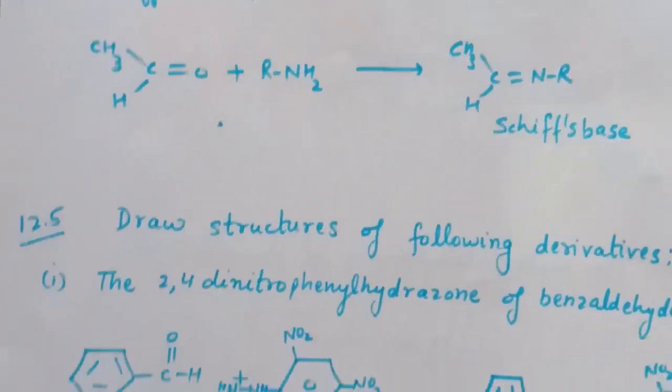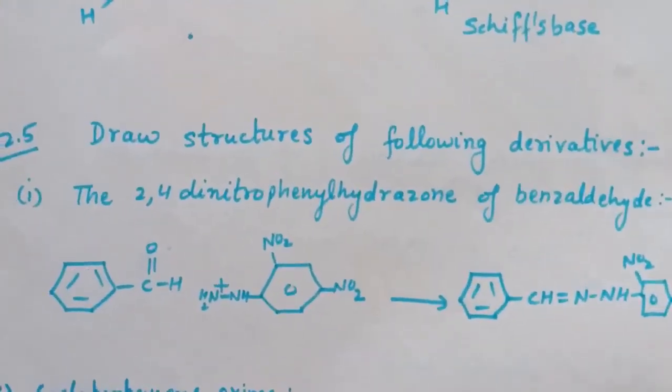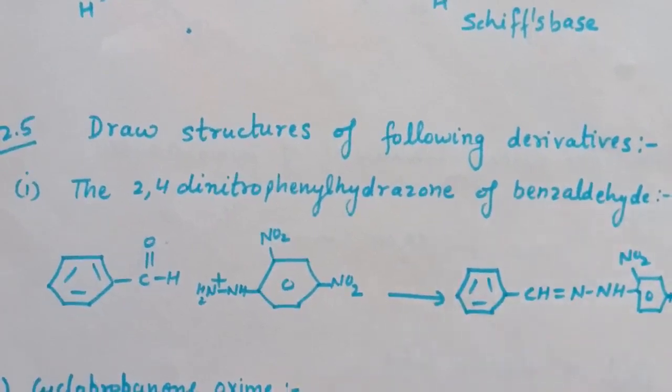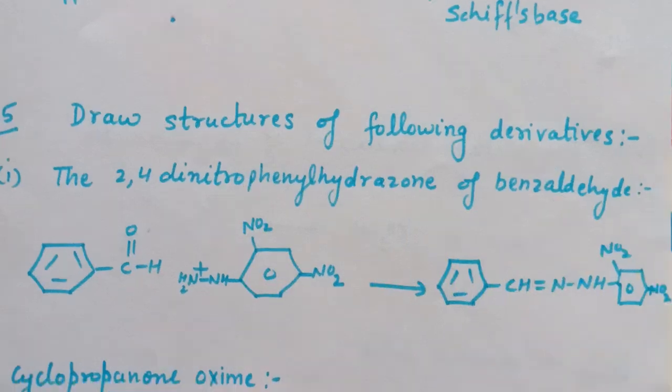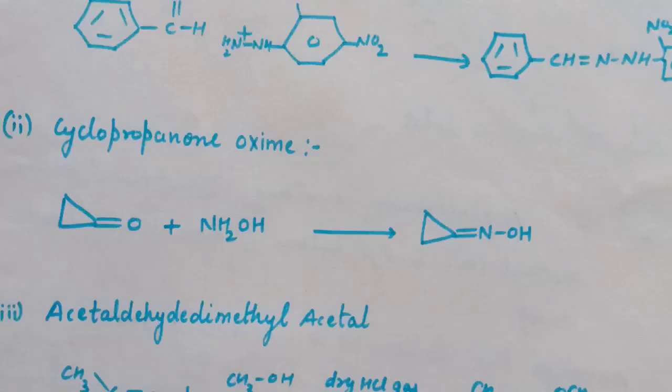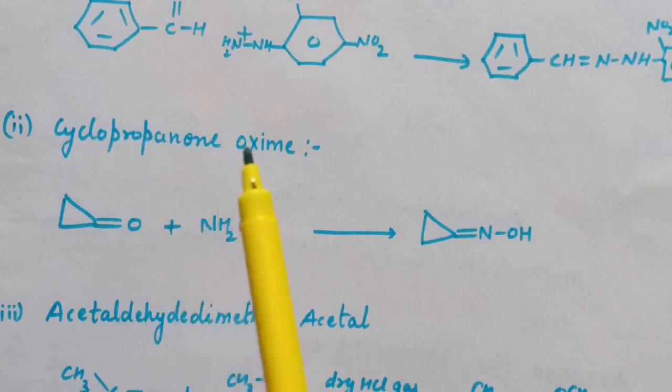Next question is question number 12.5. Draw the structures of the following derivatives. First is 2,4-dinitrophenylhydrazone of benzaldehyde. Reaction of benzaldehyde with 2,4-dinitrophenylhydrazine results in the formation of 2,4-dinitrophenylhydrazone. This is the structure of 2,4-dinitrophenylhydrazone of benzaldehyde.